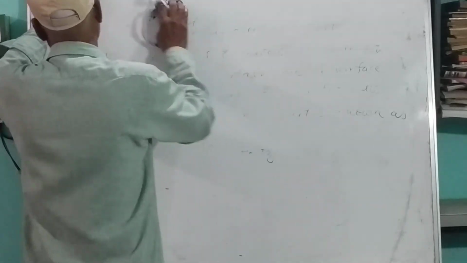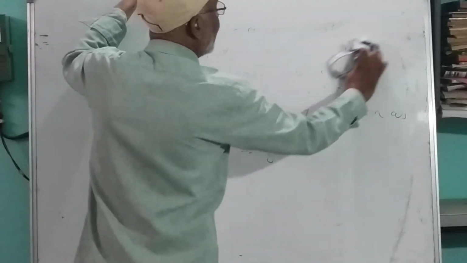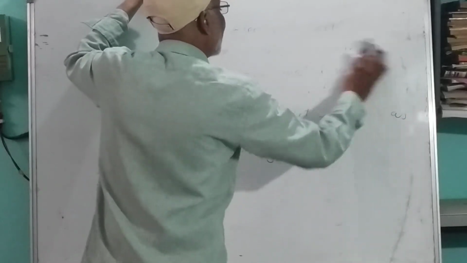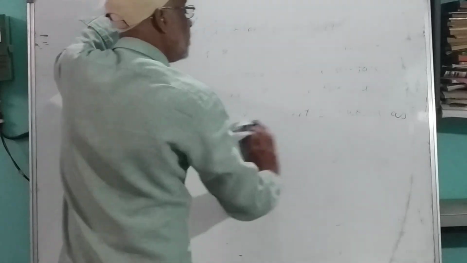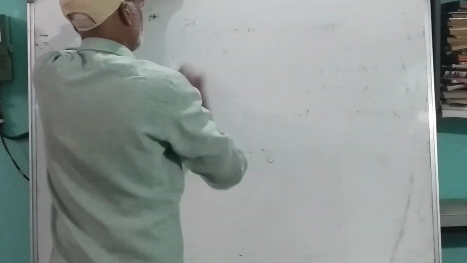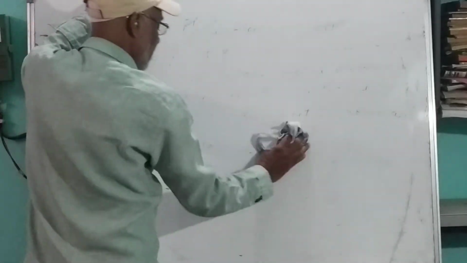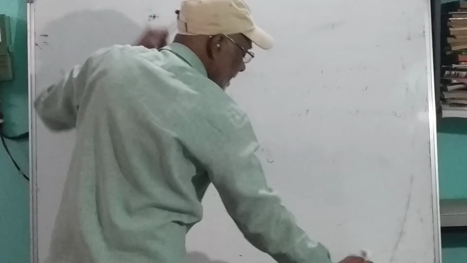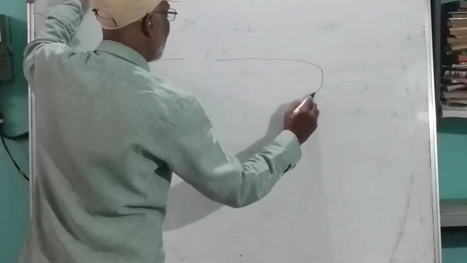The schematic diagram of the photoelectric effect can be drawn like this. This circuit diagram consists of a glass envelope. It looks like this, a big glass envelope.